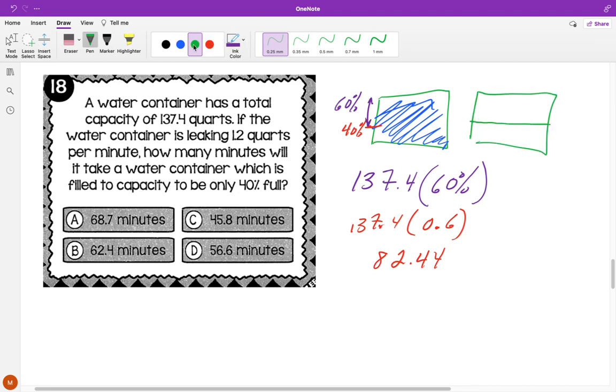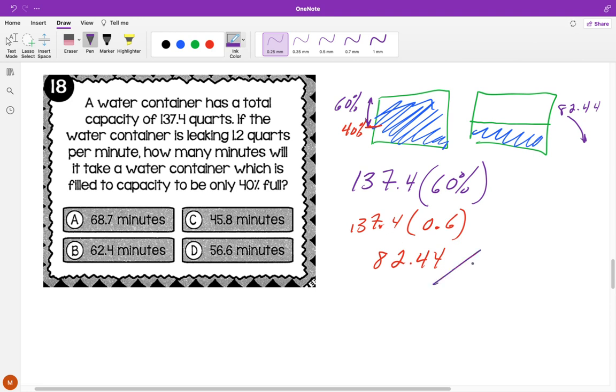We're at 40% filled. So that means 60% leaked out, which then means that 82.44 quarts has leaked out of this water container. The problem I see that some of you might have had with this is that you saw 40% and multiplied by 40% and figured it out that way, but that's what's remaining. What left was 60%. So 82.44 quarts has leaked out, and we're leaking 1.2 quarts per minute.